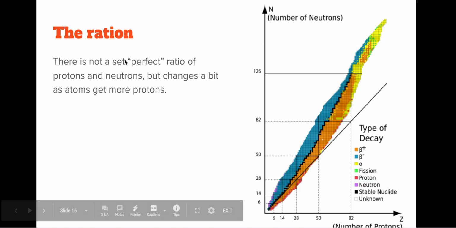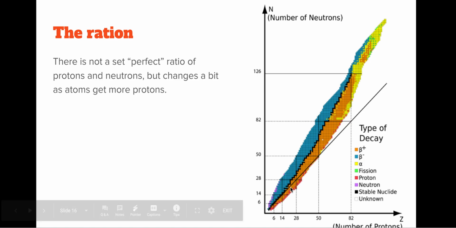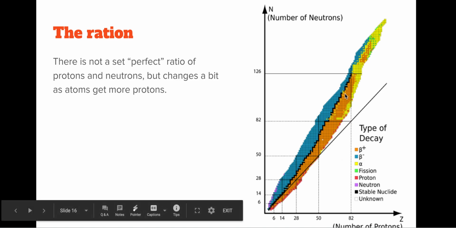All right, the ration, that's supposed to say ratio. There's no perfect ratio of protons to neutrons in an atom. It starts off perfect at 1:1, but then you need more and more neutrons per proton as the atom gets bigger and bigger. And if you can see, this black line right here is the region of stability, and you see it's a very thin line. There's not too many stable combinations of protons and neutrons.